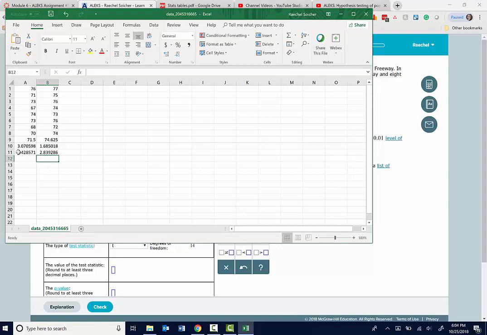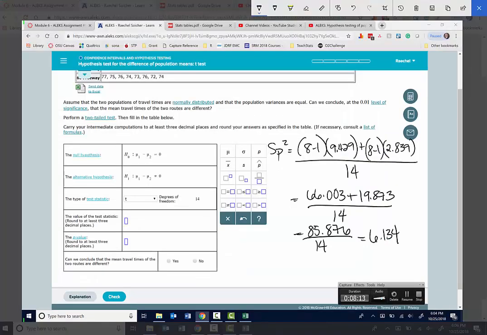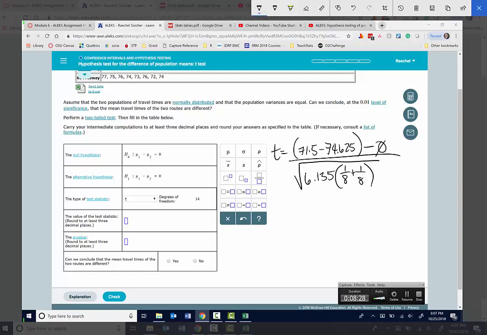Okay, and so we have the variance of the first freeway is 9.428, and the variance of the other freeway is 2.839. And then we can put those into the formula for the pooled sample variance. So here is the sample pooled variance, all calculated out given the numbers we got from the Excel spreadsheet. And now we need to plug in a few more values into the test statistic equation. We're starting now to fill in the test statistic information. This is the mean of the first highway minus the mean of the second highway. We got that information from our Excel spreadsheet.